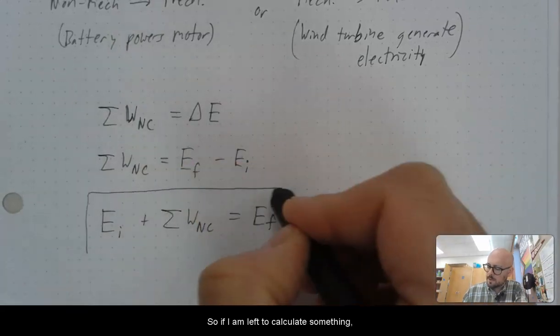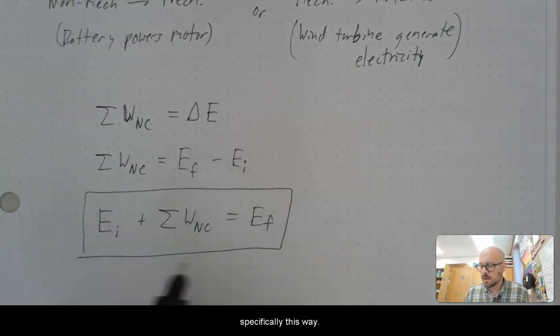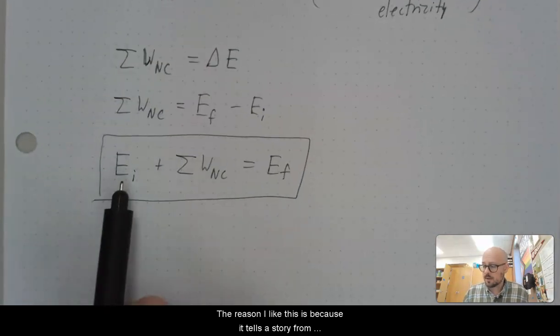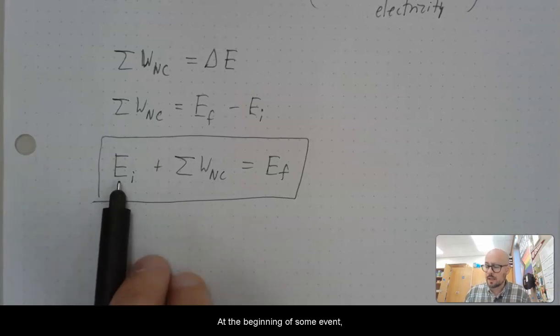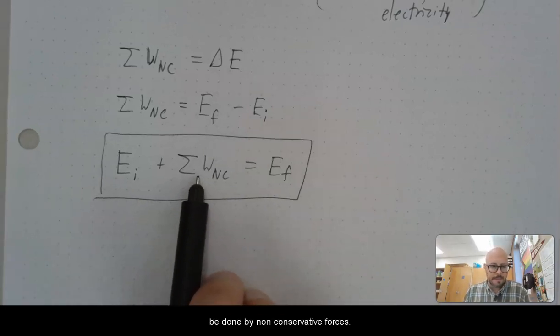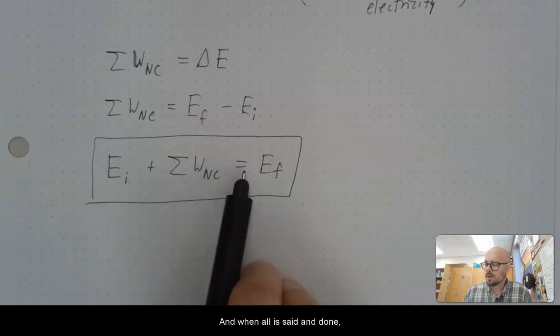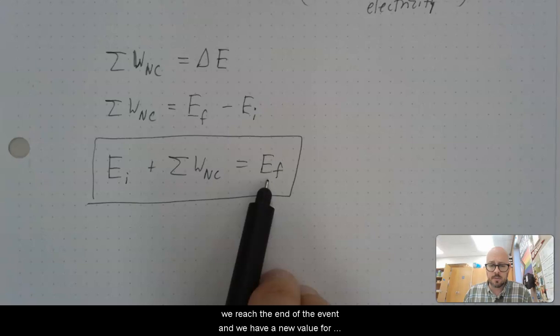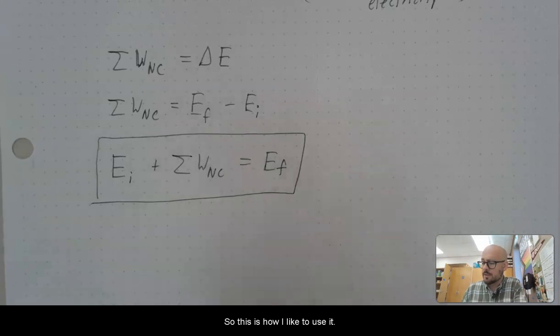So if I am left to calculate something, I am going to use the definition of work in specifically this way. The reason I like this is because it tells a story from left to right in chronological order. At the beginning of some event, there is some amount of mechanical energy. During the event, some amount of work might be done by non-conservative forces. And when all is said and done, we reach the end of the event and we have a new value for mechanical energy. So this is how I like to use it.